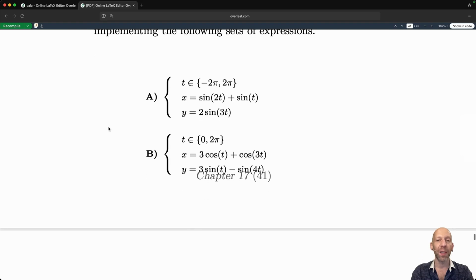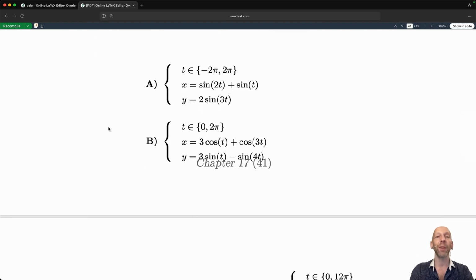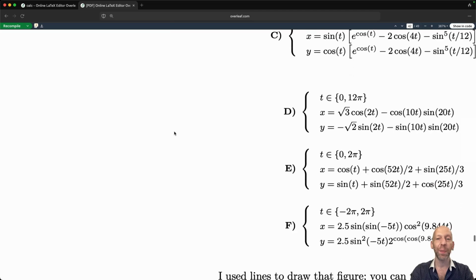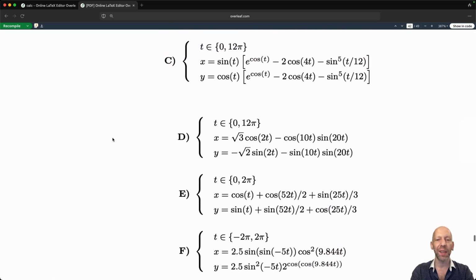Okay, so here are the sets of equations. So for example, panel A in figure 9 is x equals the sine of 2t plus the sine of t, and y equals 2 times the sine of 3t, and t is this other variable that we use for creating parametric functions. And for panel A, I defined it between minus 2 pi and plus 2 pi. So this is for panel A. Here's the equations for panel B. And then we have C, D, E, and F. So if you want to take a screenshot or pause the video, now you can see all the functions.